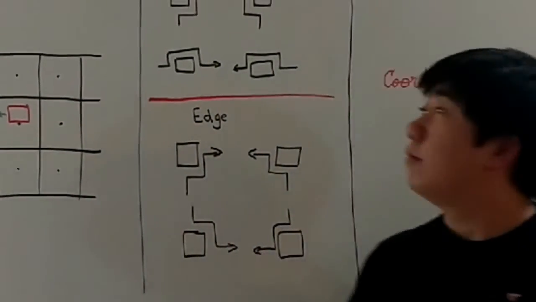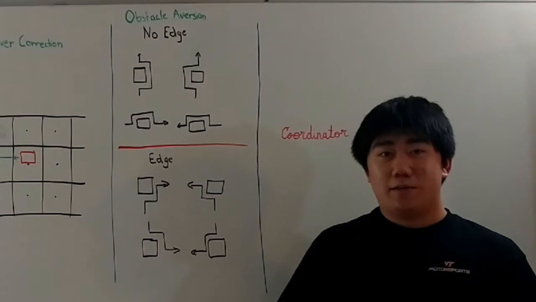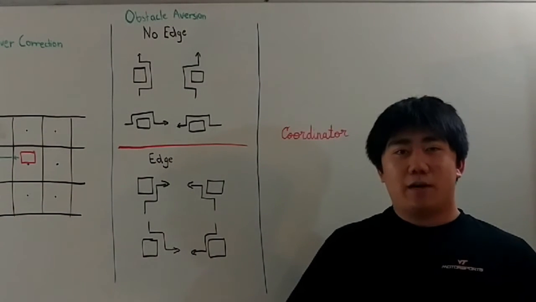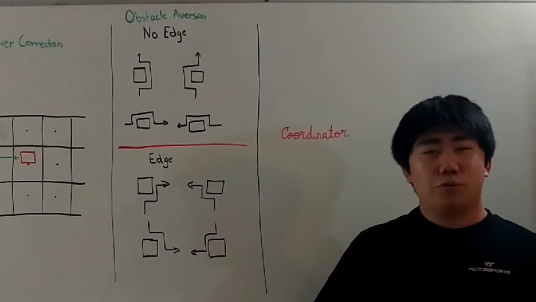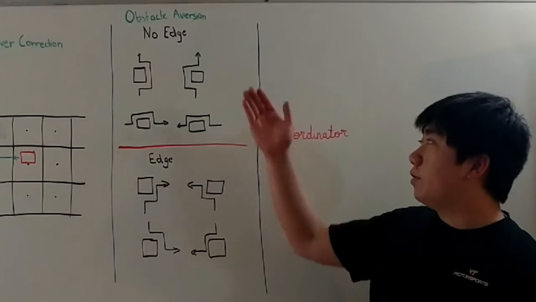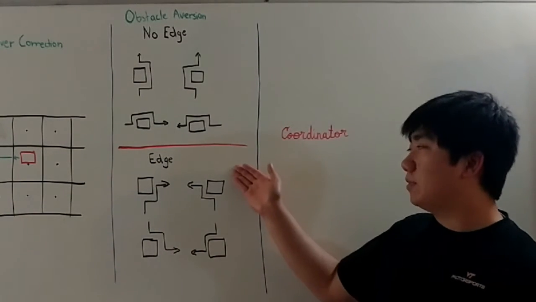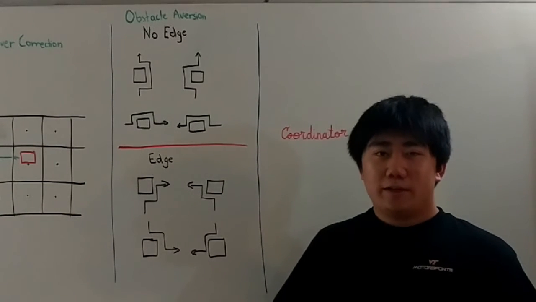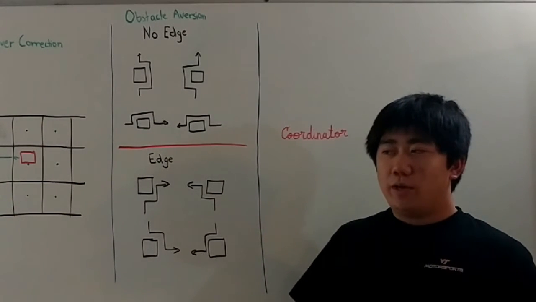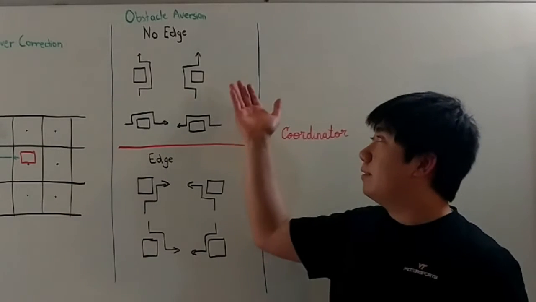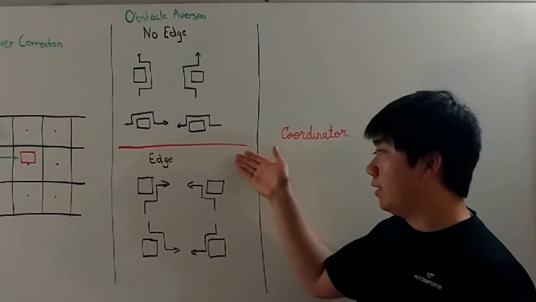Finally, we know that the coordinator has to account for obstacle aversion, and there are two types of this. There is the no-edge obstacles and the edge obstacles. What happens is the coordinator has to deal with when an obstacle is either not near an edge or when it is near an edge.